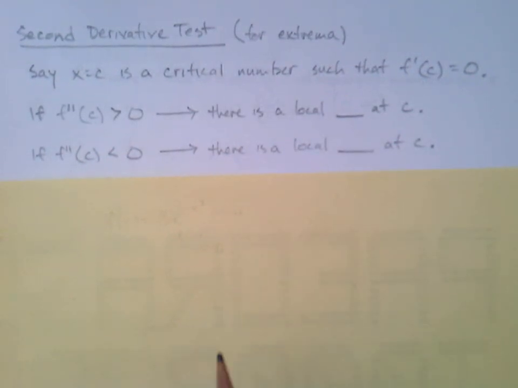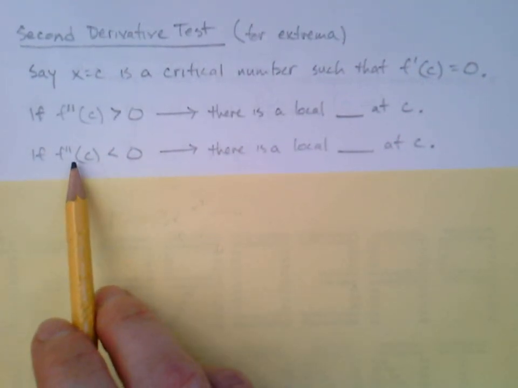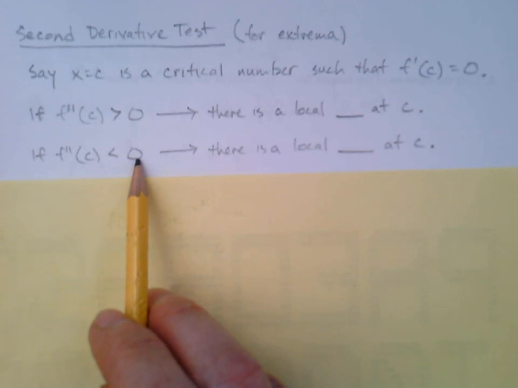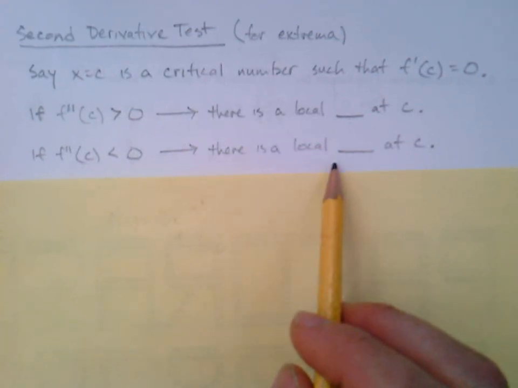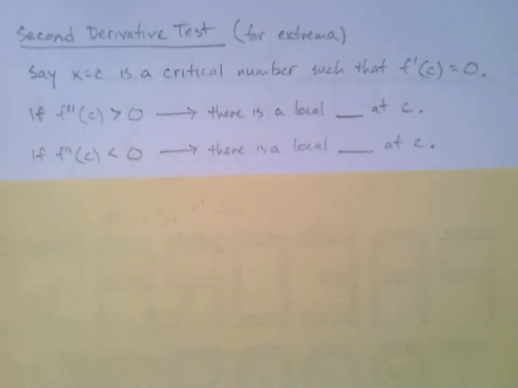There's a reason I left that blank. We're going to think about it. If the second derivative at c is negative, less than 0, there is a local blank. Obviously, it'd be the opposite of whatever the other one was.